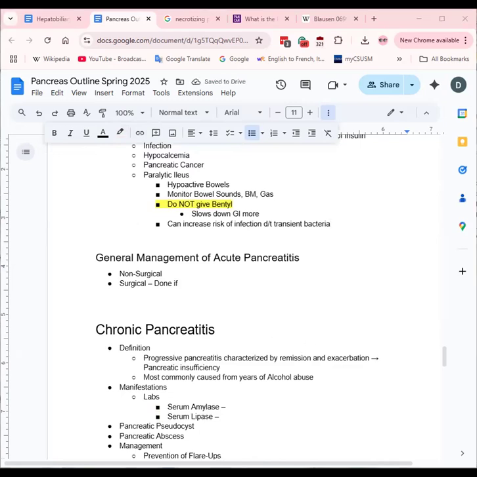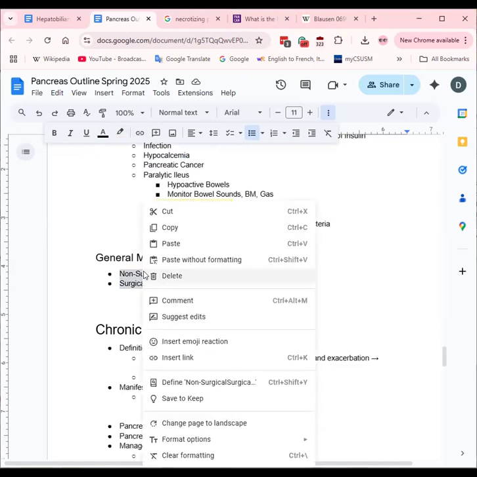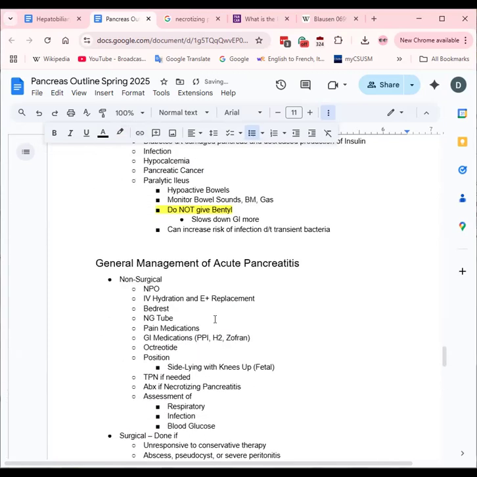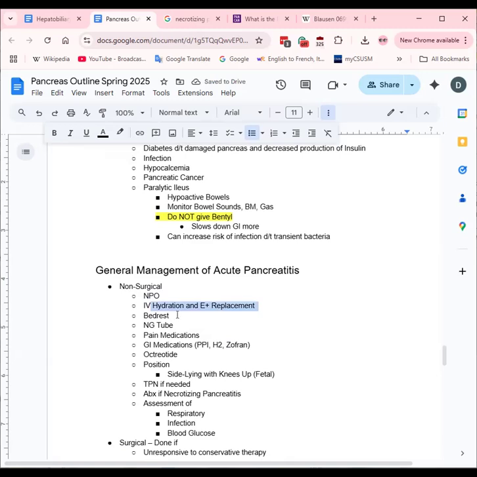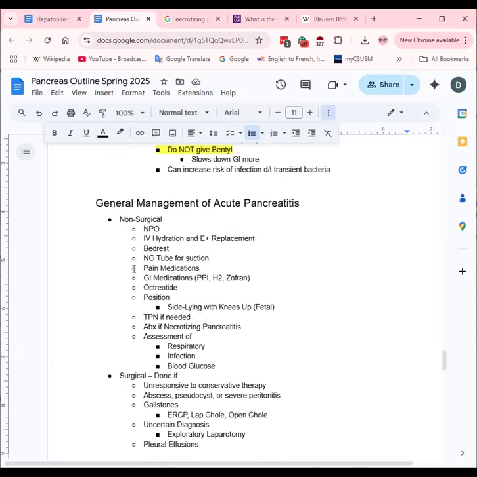And what else? God, there's so much information. A lot of this though is stuff that I've been talking about. So NPO, hydration, bed rest, NG tube for suction, decompression, pain meds because they're going to come in for that. This is actually just kind of a summary, now that I think about it. GI meds that we talked about, octreotide to slow down secretions. The positioning, I think it's to decrease the abdominal pressure, actually.